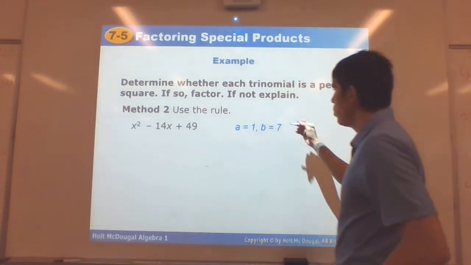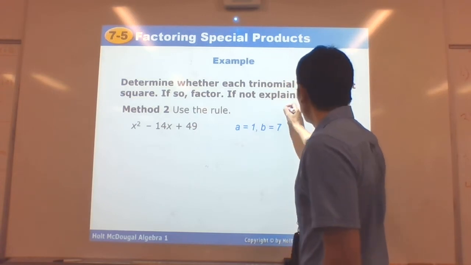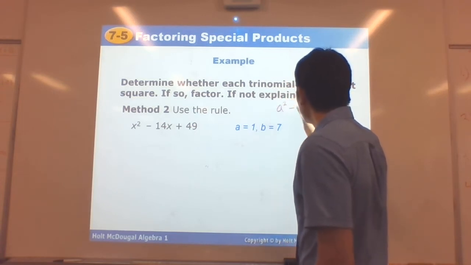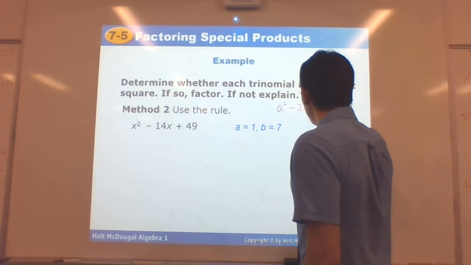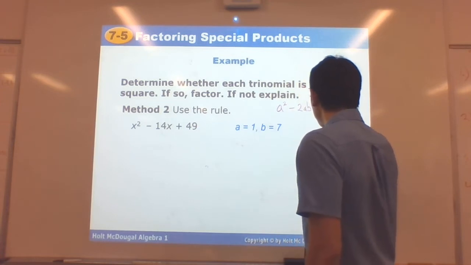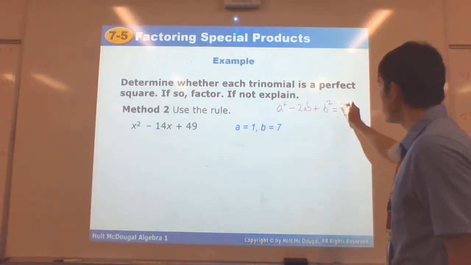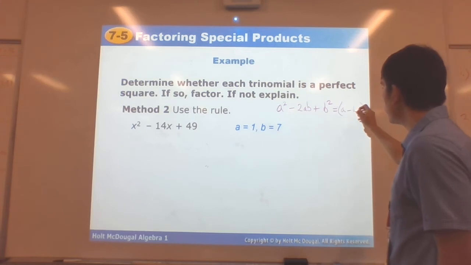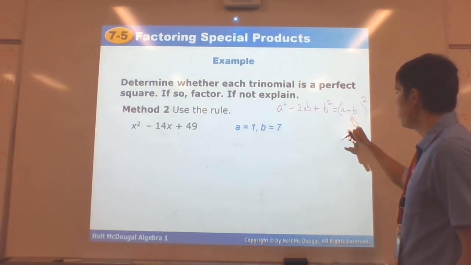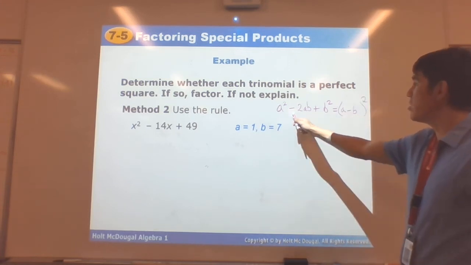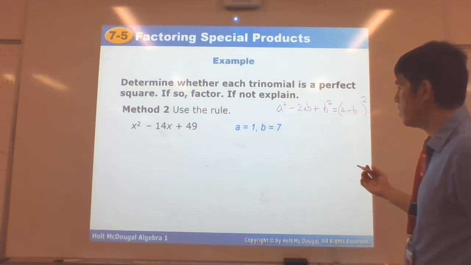We're going to go ahead and use this rule for this one. We're going to do one more before we move on. We're going to use the rule of a squared minus 2ab plus b squared, and this is going to give us the answer of (a minus b) squared. So it's no longer plus, it's minus, because we had a minus. The only thing that's changing is this minus. Everything else remains the same.